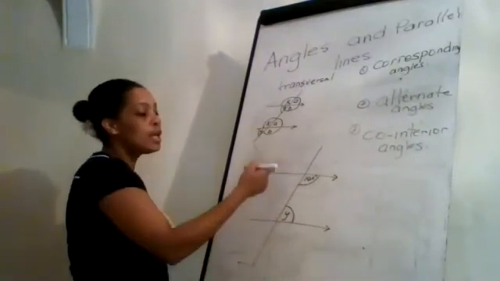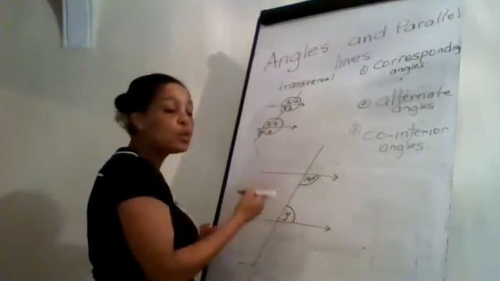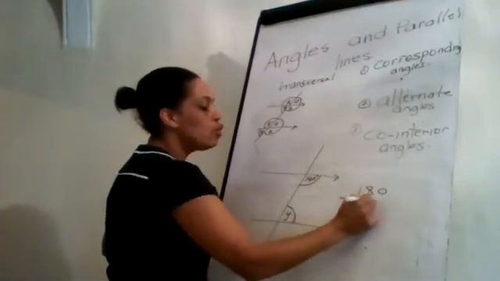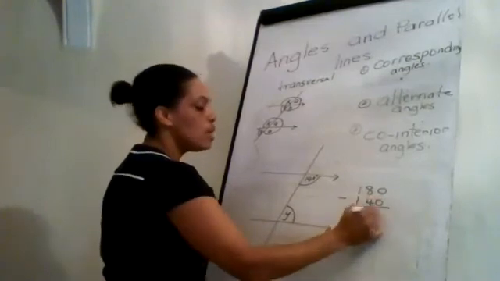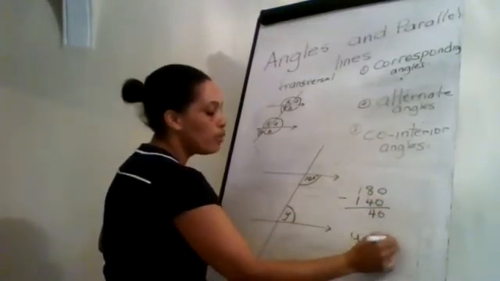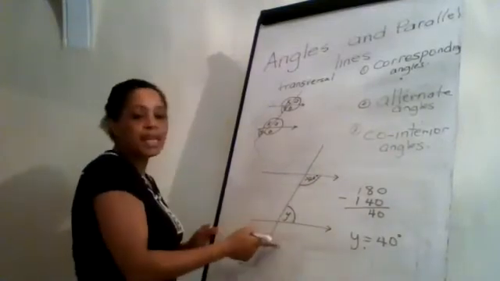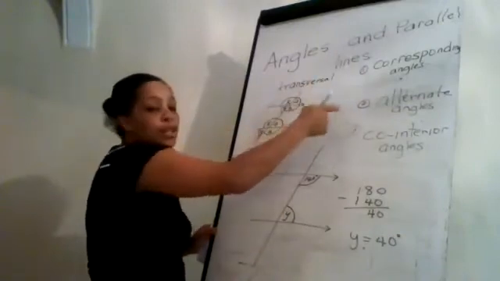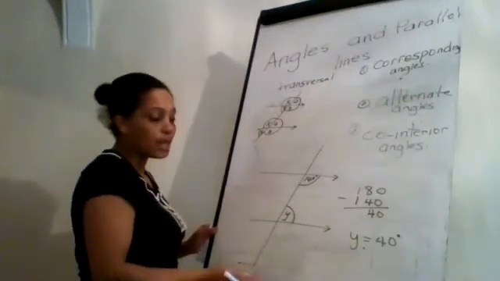And we know that interior angles add up to 180 degrees. So 180 take away 140 is going to be equal to 40. So I know that Y is equal to 40 degrees. In this case, we can do a calculation. With corresponding angles and alternate angles, we don't need to do a calculation.